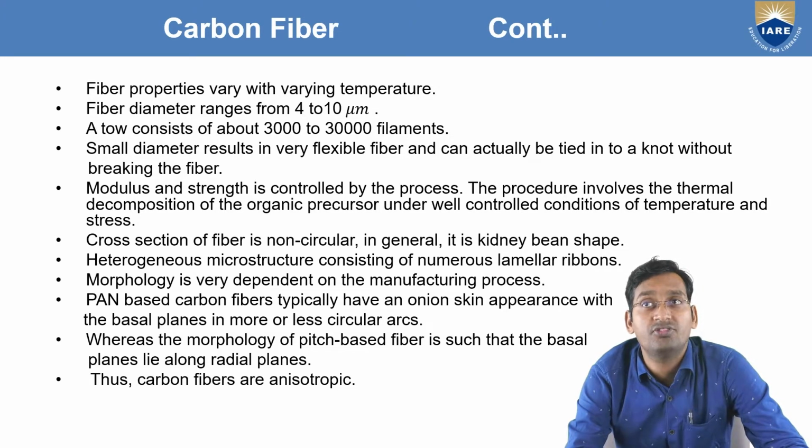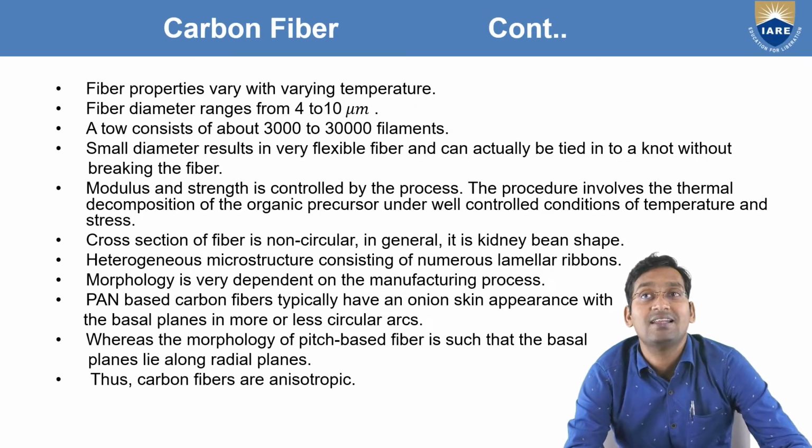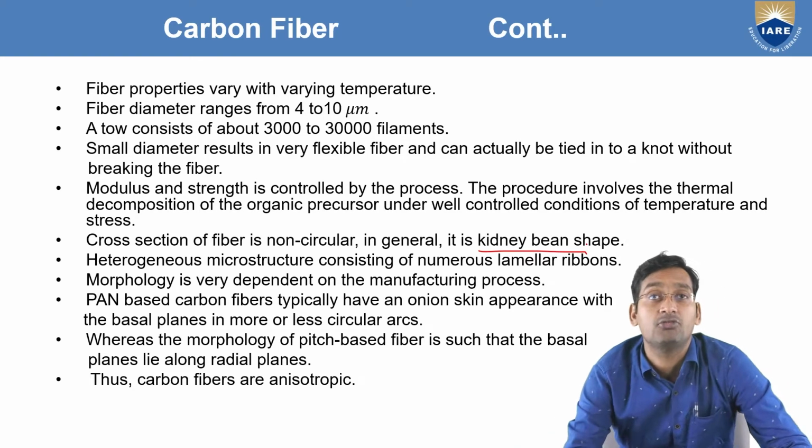The procedure involves the thermal decomposition of the organic precursor under well-controlled conditions of temperature and stress. Under controlled conditions of temperature, stress and so on, only then can we control the modulus and strength of that fiber. The cross section of the fiber is non-circular. Internally it is kidney bean shape. So it's of what? Kidney bean shape type, not the circular one.